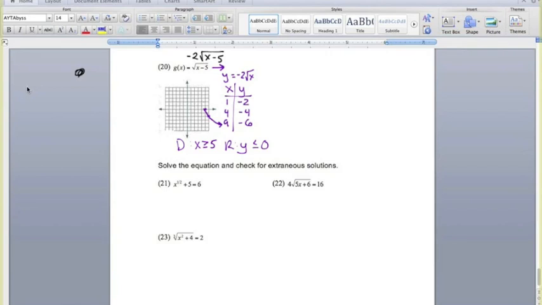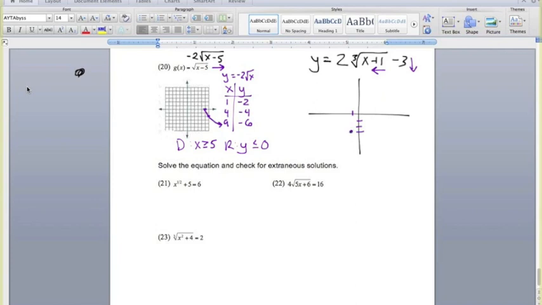I want to look at one more graph. I want to do y is equal to 2 cube roots of x plus 1 minus 3. Okay, first I want to take care of any shifting. What does the plus 1 do? Move it over to the left. Left 1. What does minus 3 do? Go down. Down 3. So I'm going to go left 1 and down 3.